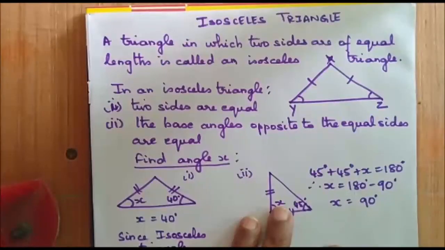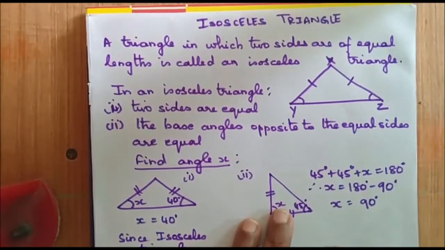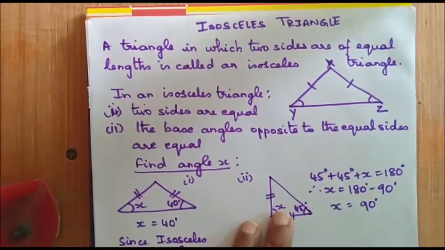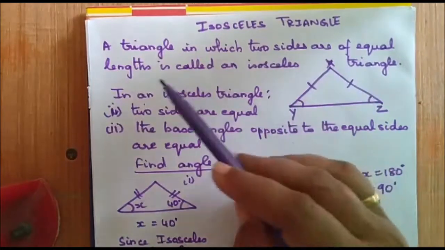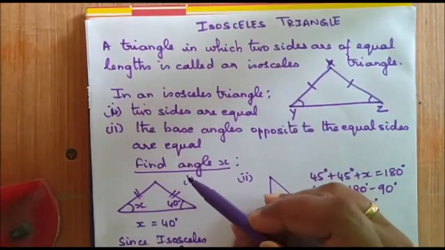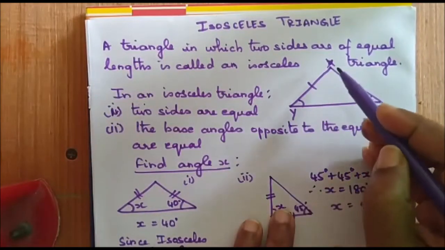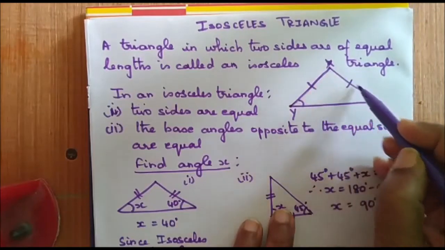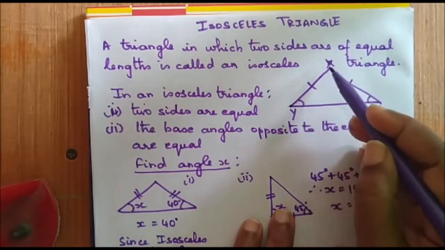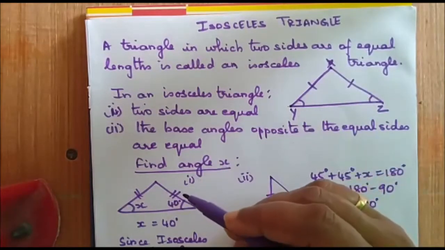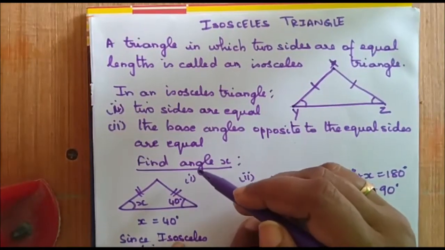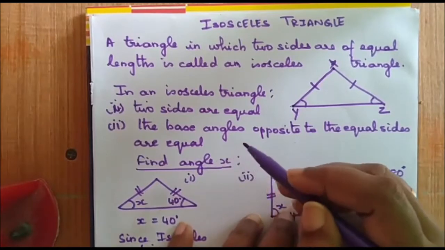Hello friends, in today's class we'll see what an isosceles triangle is. A triangle in which two sides are of equal length is called an isosceles triangle. For example, I have a triangle XYZ. The two sides XY and XZ are of equal lengths. Such a triangle is called an isosceles triangle.